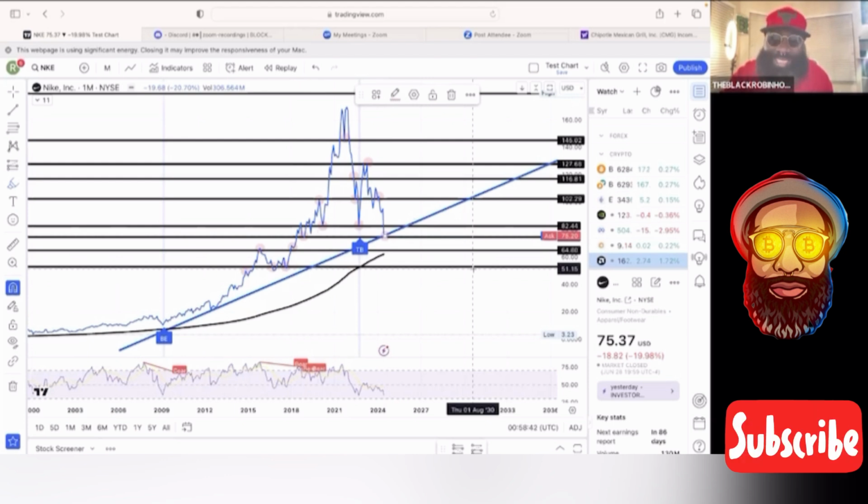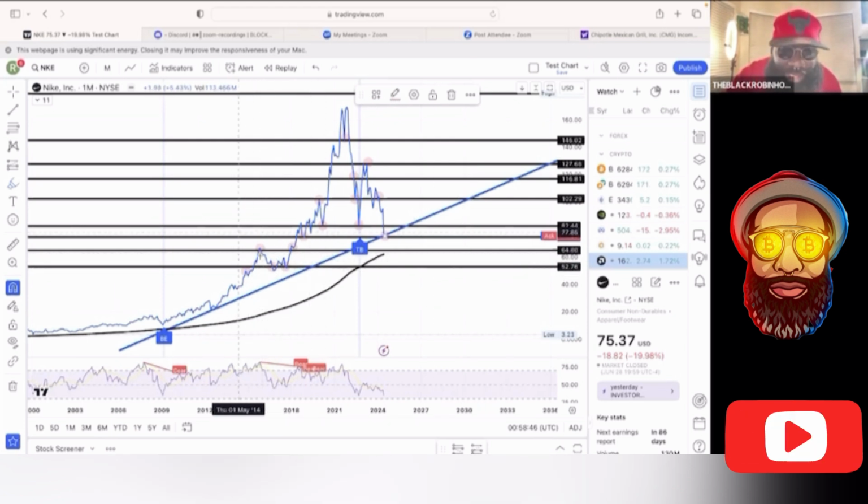You get it? And this is a monthly level. So imagine back here, 2003, Nike went up to 62, came down to this level. If you bought from this level, you made so much money, right? Or you let it go, let it come back down, correct itself.